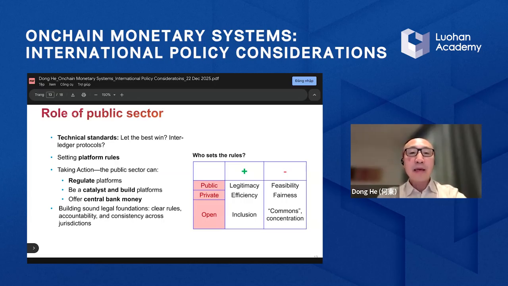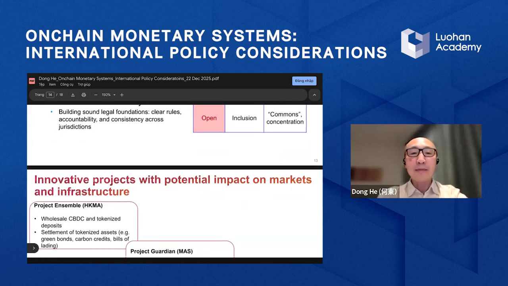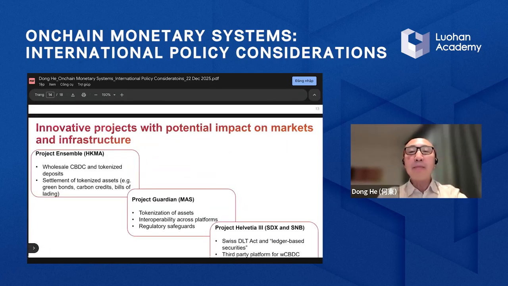these experiments. So we need to set the rules, and maybe the public sector needs to coordinate to ensure there is interoperability. There may be the need for standards, and importantly, I think the US is actually failing its leadership because it's not offering central bank money. So offering central bank money is very important to ensure that we are going to have singleness of money in the on-chain monetary systems.